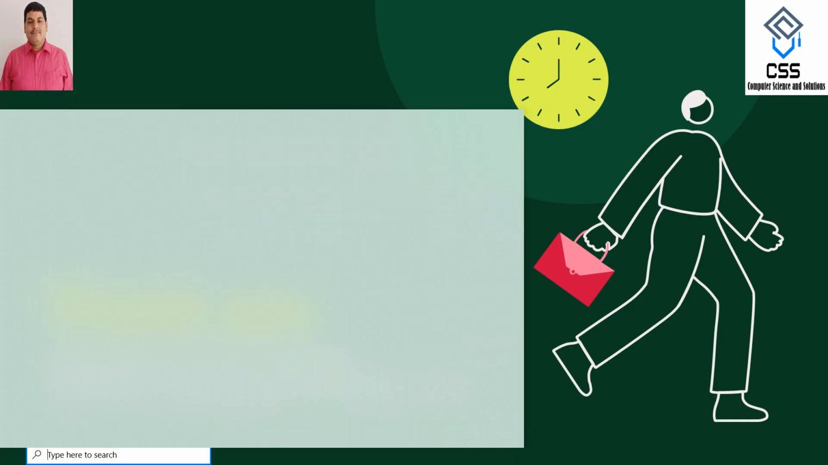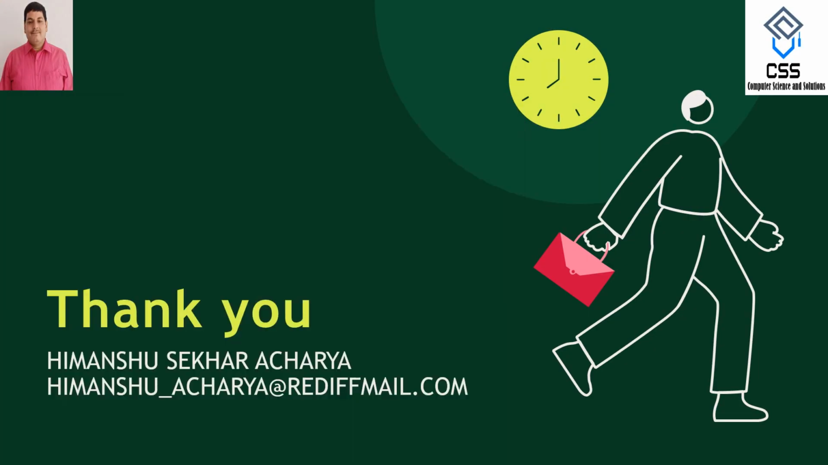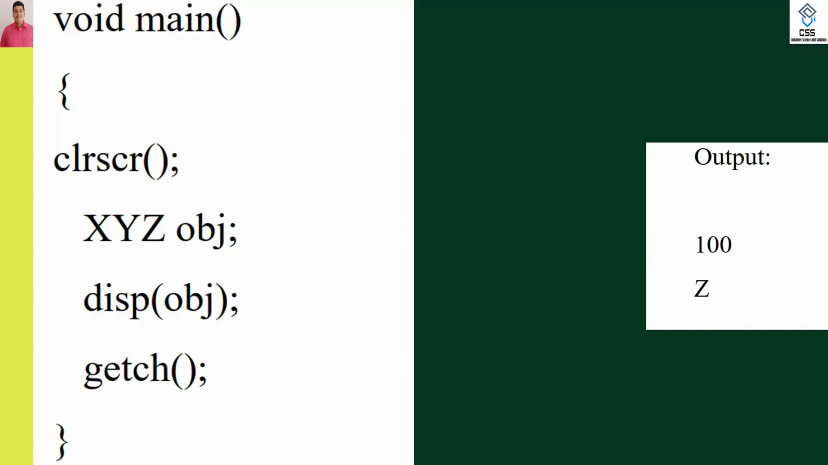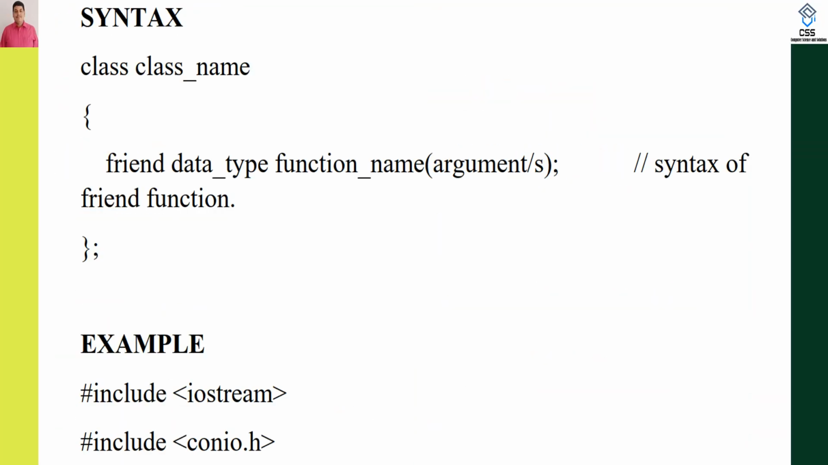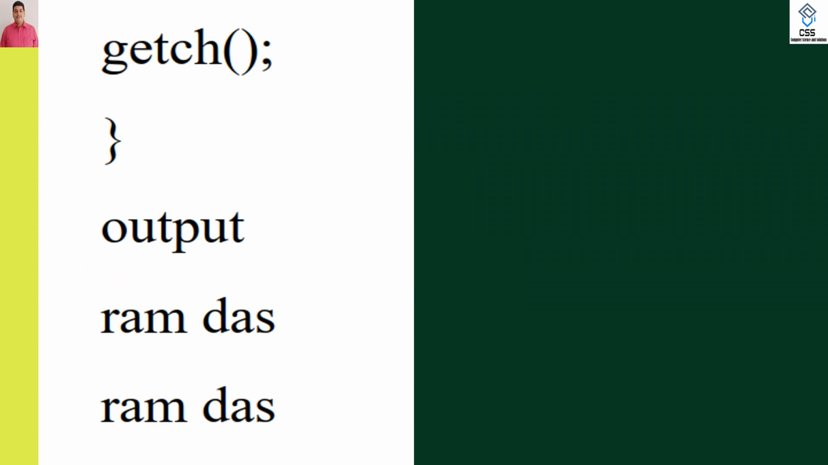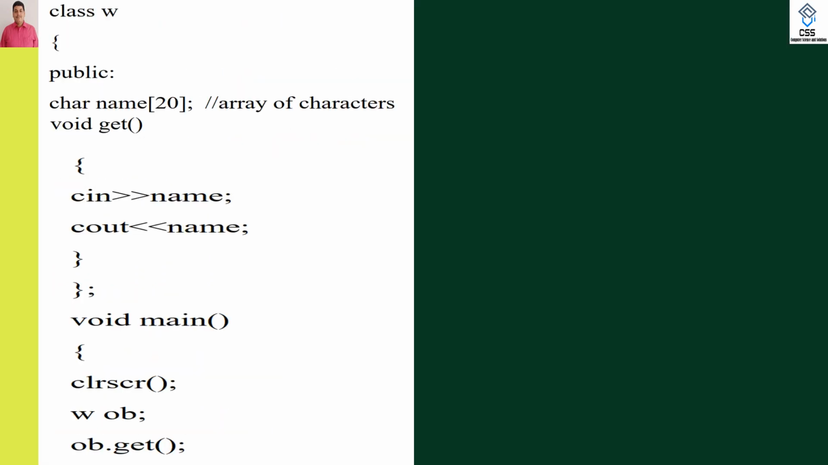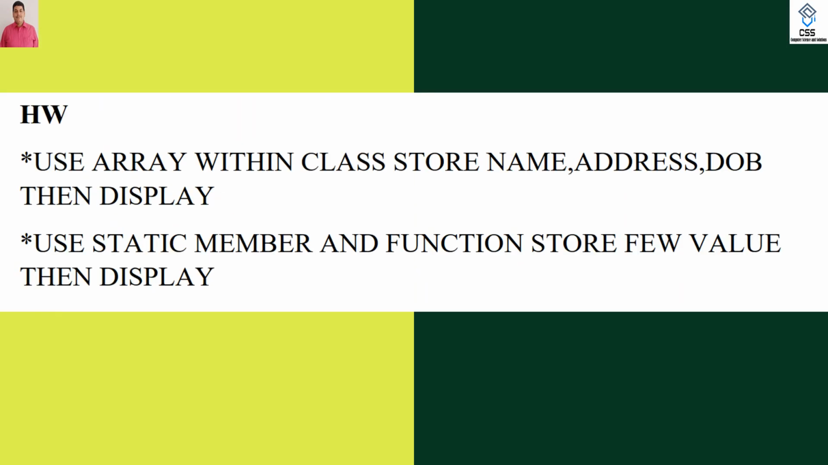In today's class, we have discussed two important things: how to use a friend to access the private member outside, and we have discussed array within the class, given some questions to you to do, and I think it is understandable to you. Some additional problems related to friend we will be discussing in the next class.